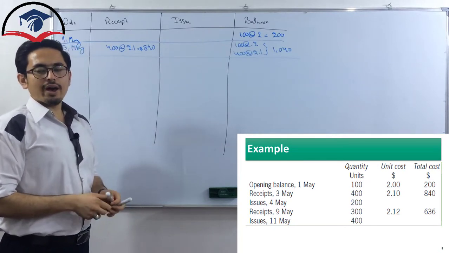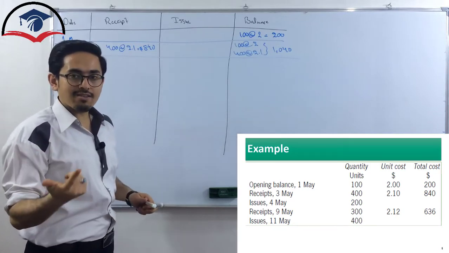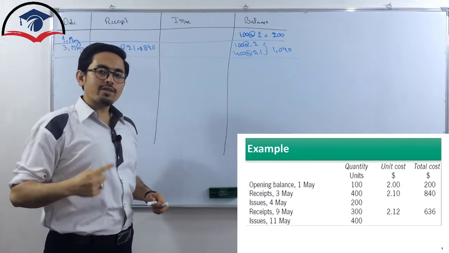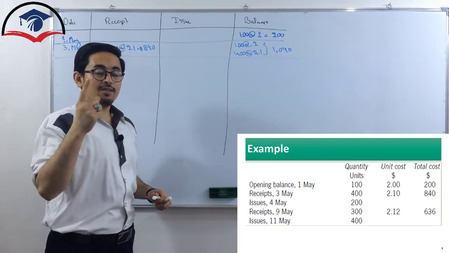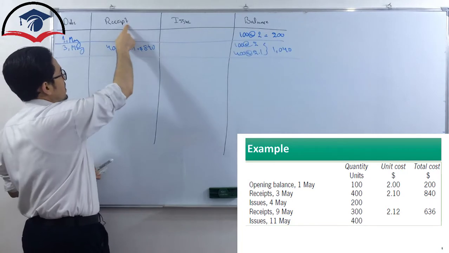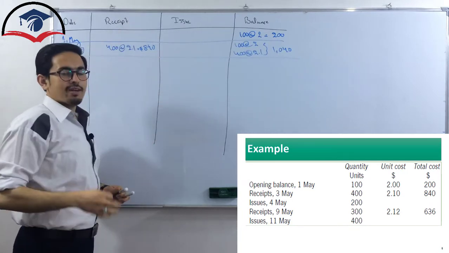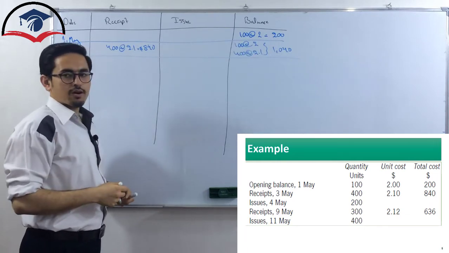After that, we had some issue. This issue can be a direct sale, where we transferred these items for sale, or an issue of raw material to the production department. Both are possible. That's why, remember, you can mention this area as receipt or purchase, and this area can be written as issue or sale, depending on the nature of your company.